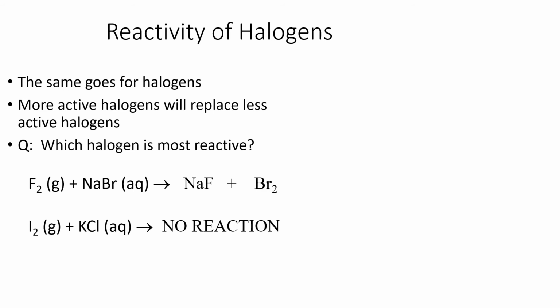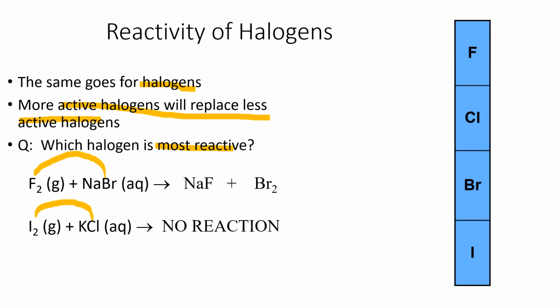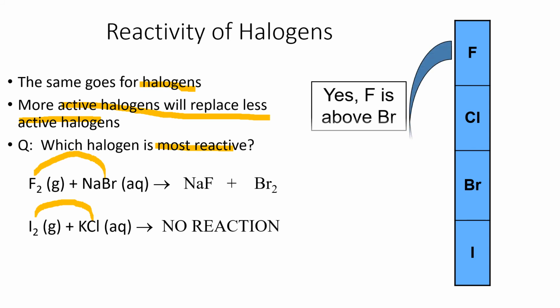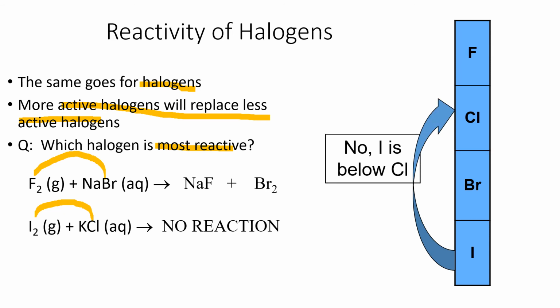Likewise, we have the reactivity of halogens. The same goes for halogens. More active halogens replace the less active halogens. So which halogen is most reactive? Fluorine can replace bromine. Iodine cannot replace chlorine. We have the activity series here. And as you can see, chlorine is on top of bromine. Yeah, it can replace. And iodine is below chlorine. It cannot replace. So that is why there is no reaction here.